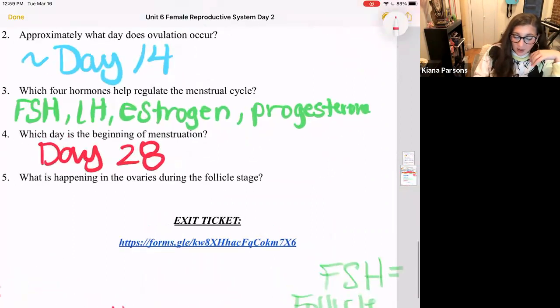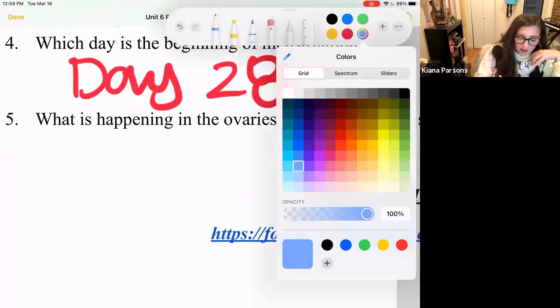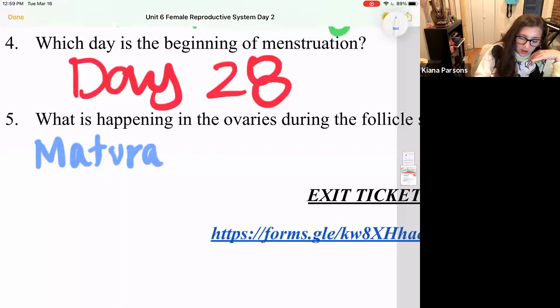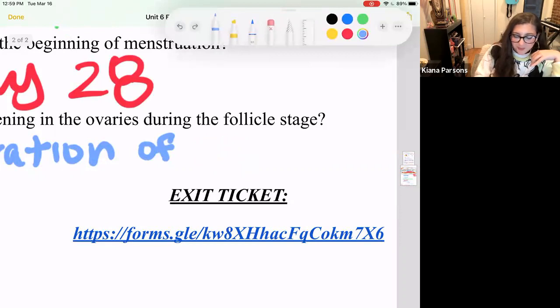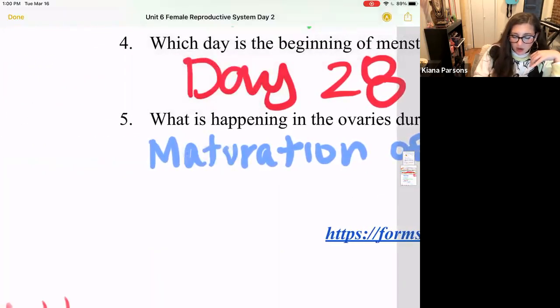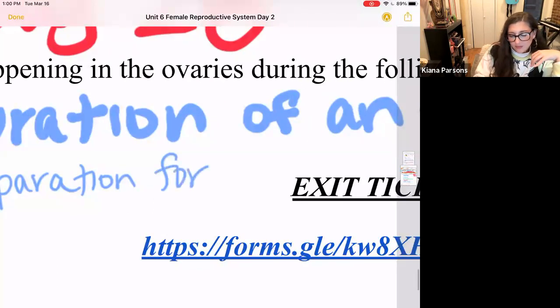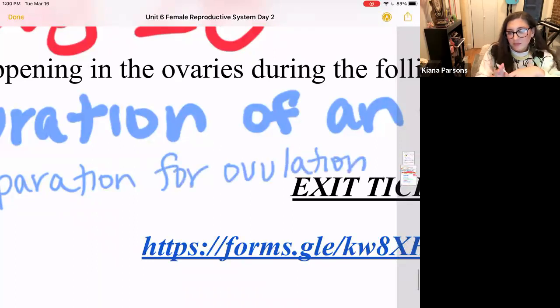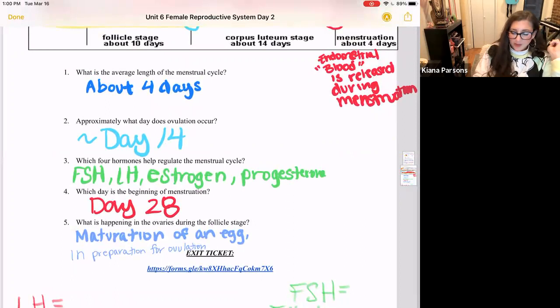Number 5, what is happening in the ovaries during the follicle stage? And that's maturation of that egg. Maturation of, let's be more specific, of an egg in preparation for ovulation. And that is the menstrual cycle.